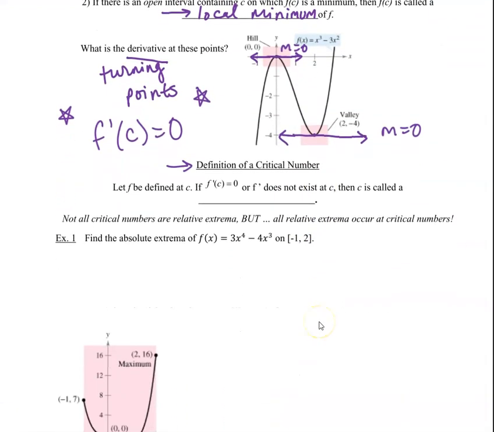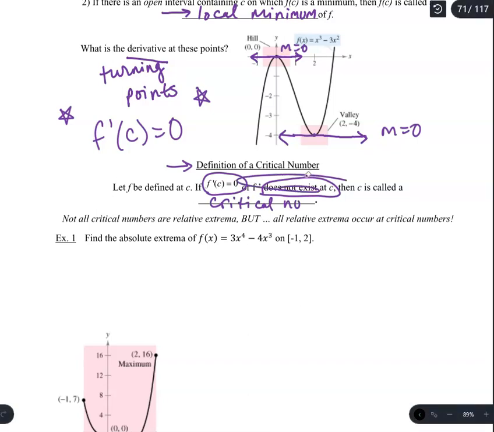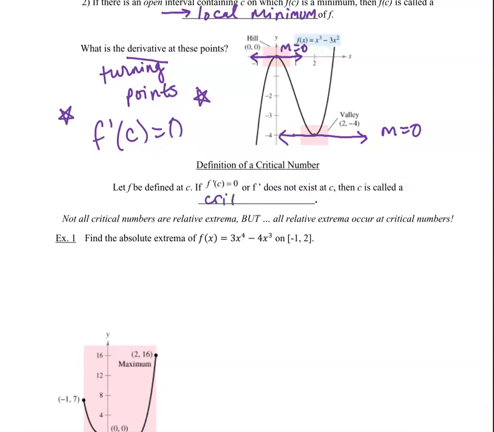A critical number is when the first derivative, f prime of c, either equals 0 or does not exist. So a critical number is where the first derivative equals 0 or does not exist. Then c is called a critical number. Here, let me write this a little bit neater for us. c is called a critical number for that function, and the critical number refers to the x value where that occurs. I'm calling it c, but that's your x value, your independent variable. So if f prime of c equals 0 or does not exist, then we have a critical number at that location.